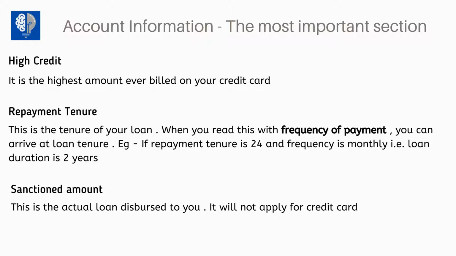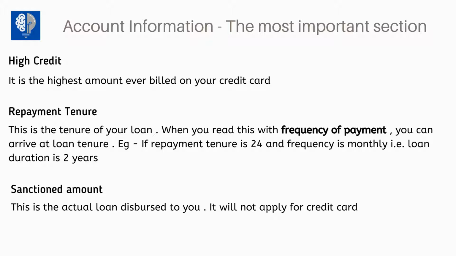The second field which we will look at is repayment tenure. Now this is the tenure of your loan. You should always read this field with frequency of payment. So suppose, for example, it is written that repayment tenure is 24 and in the frequency field it is written monthly, it means that the loan is for 2 years. How do you come to 2 years? Because 24 months means 2 years, because every year has 12 months. So by this you will get to know what the repayment tenure is.